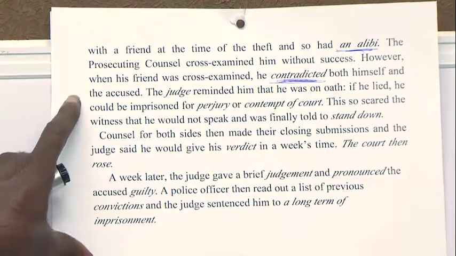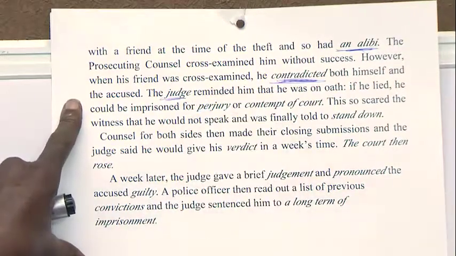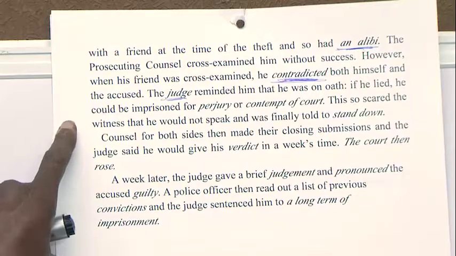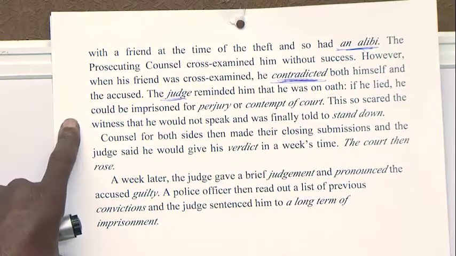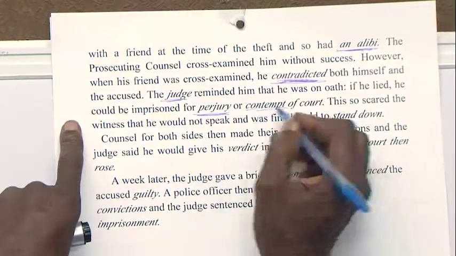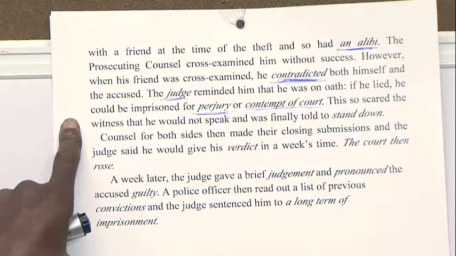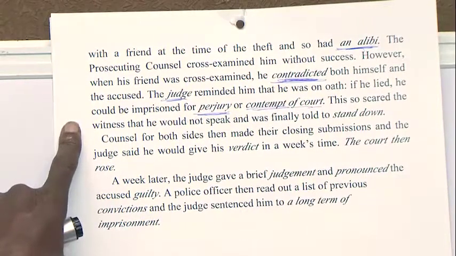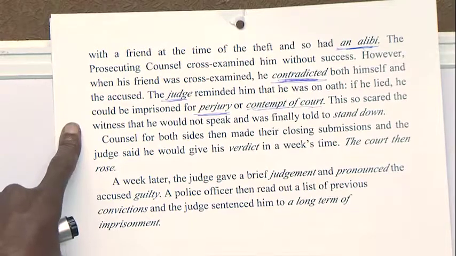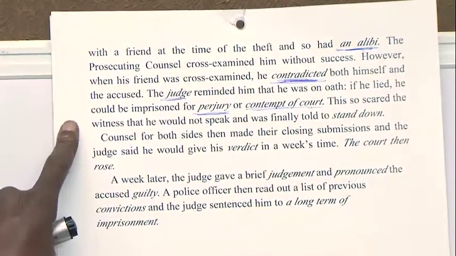Both himself and the judge, not just an ordinary person, not the man, not the woman, reminded him that he was on oath. If he lied, he could be imprisoned for perjury. You talk about perjury, or contempt of court. Perjury is when you actually tell lies. You will be accused of perjury because you have already sworn on oath that whatever you will say in court is the truth, nothing but the truth. And then contempt of court, probably you are accused of that one too.